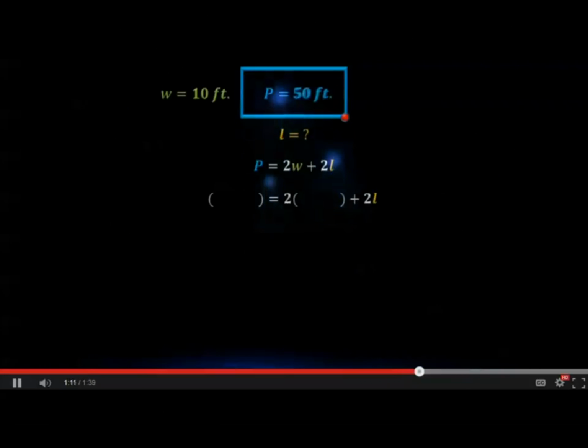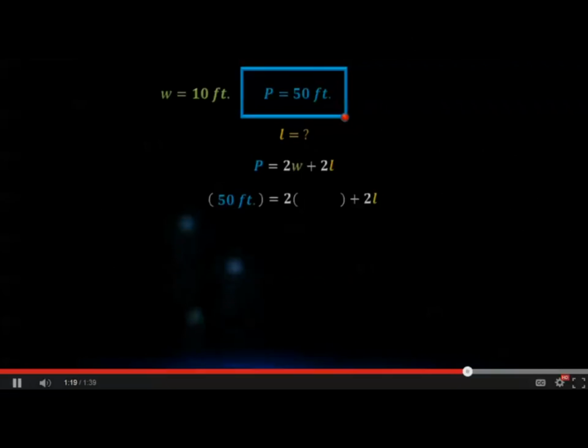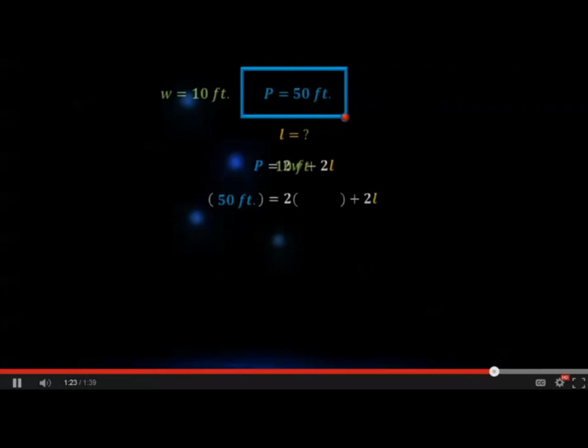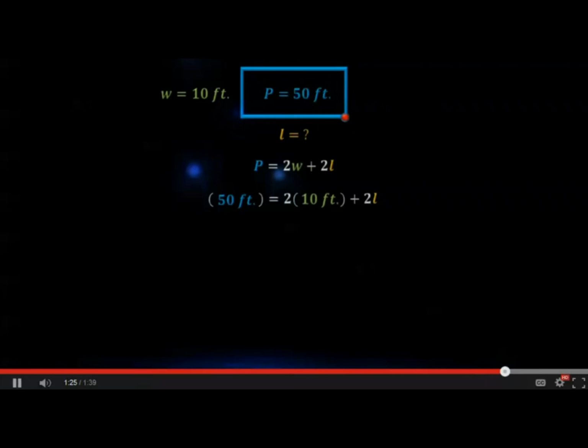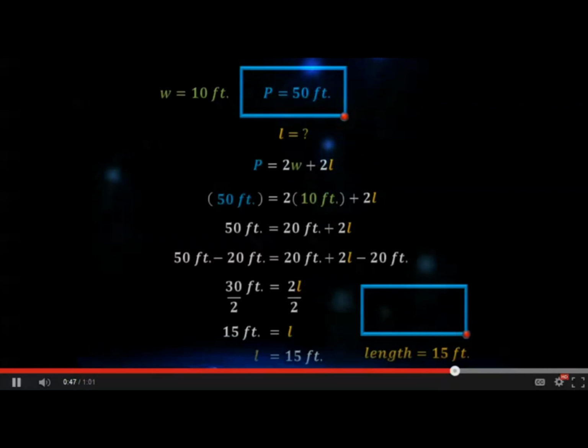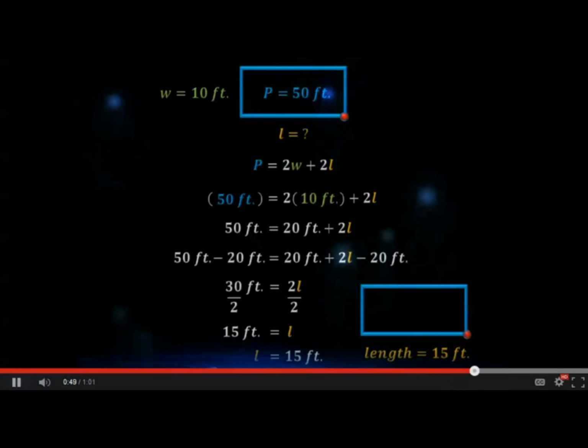First of all, we can replace the perimeter in our formula with 50 feet, the measure in our problem. And we can replace the width in our formula with our measure from our problem, 10 feet. We have found the length of our rectangle, and it measures 15 feet.